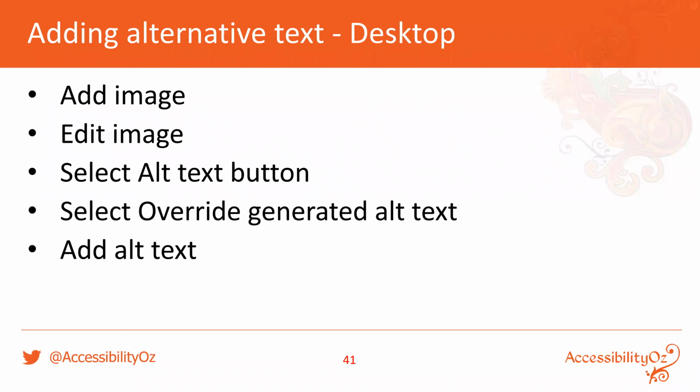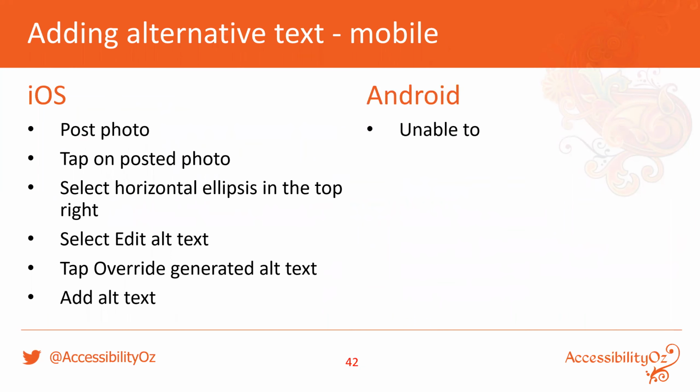And then adding alternative text, once again, it's different depending on where you're accessing Facebook. The way to do it with the desktop is you add an image, you don't post it, but you add an image, then you edit the image, select the alt text button, and then you have to select override generated alt text, and then you can add the alt text.